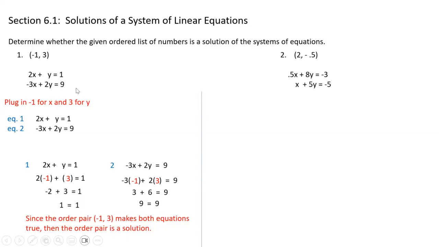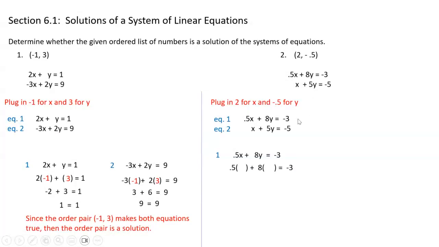Now let's repeat the process for number 2. It has two different equations and also a different point, which is (2, -0.5). So let's repeat the process as in number 1. We're going to plug in 2 for x and -0.5 for y. It gives us 1 minus 4, which is -3 equals -3. So this is true, and then we can proceed to equation number 2.